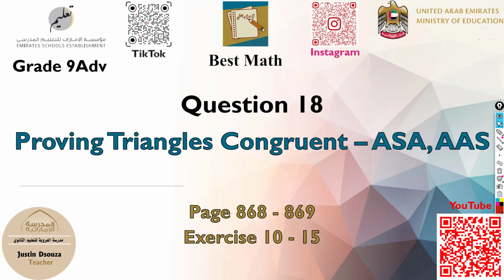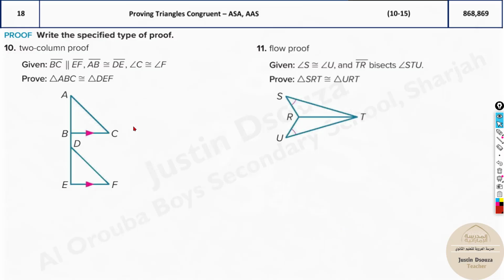Question 18 is similar to question 16. It's about proving triangles congruent, but here we use ASA and AAS, the angle-side-angle and angle-angle-side congruency postulates. Let us look into these problems. Here they have given you a lot of information and you need to prove the triangles are congruent to each other. They have asked for a two-column proof or flow proof.